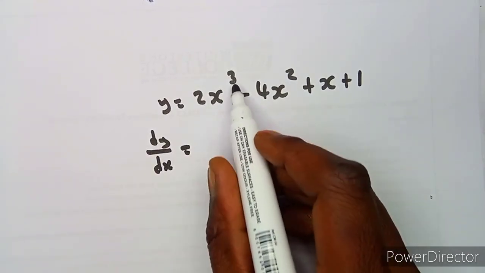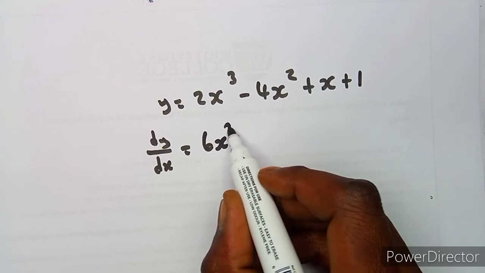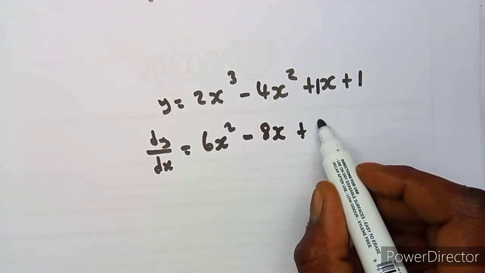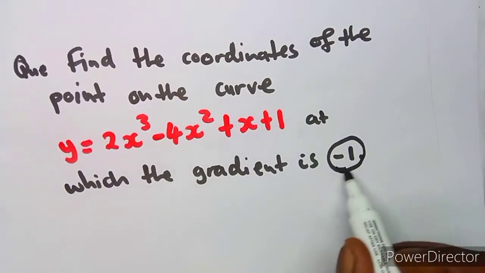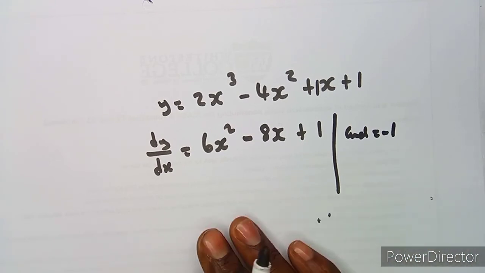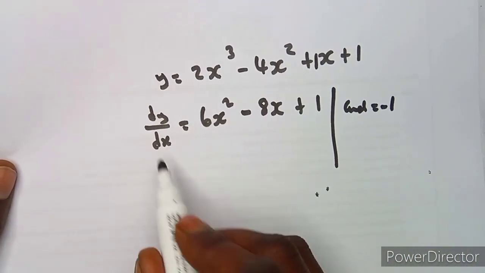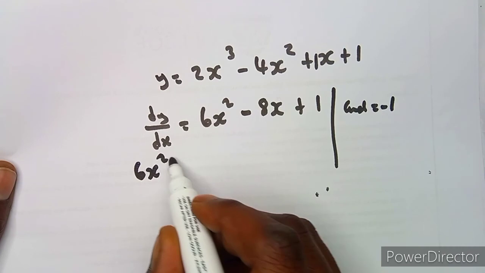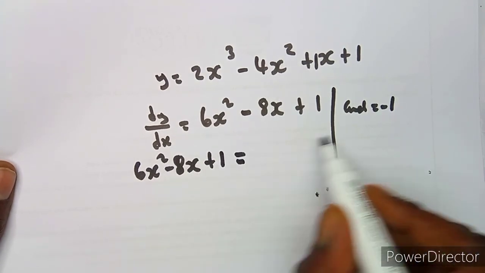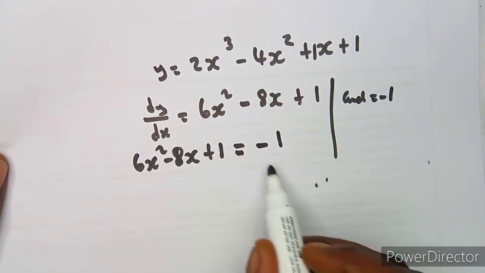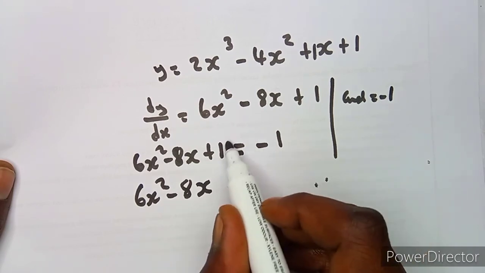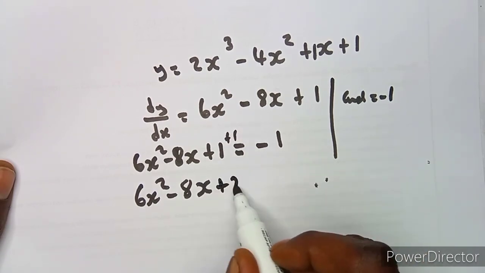Dy dx is equivalent to 3 times 2, which is 6x squared, minus 8x plus the coefficient of x here, which is 1. Remember, you're told that the gradient is -1, which means here I'm going to equate to the gradient, which is -1. So definitely I'm going to have an equation like this: 6x squared minus 8x plus 1, like this. Equate this to -1. So take this to the other side. 6x squared minus 8x minus 1 is going to be a +1, which is going to be +2.